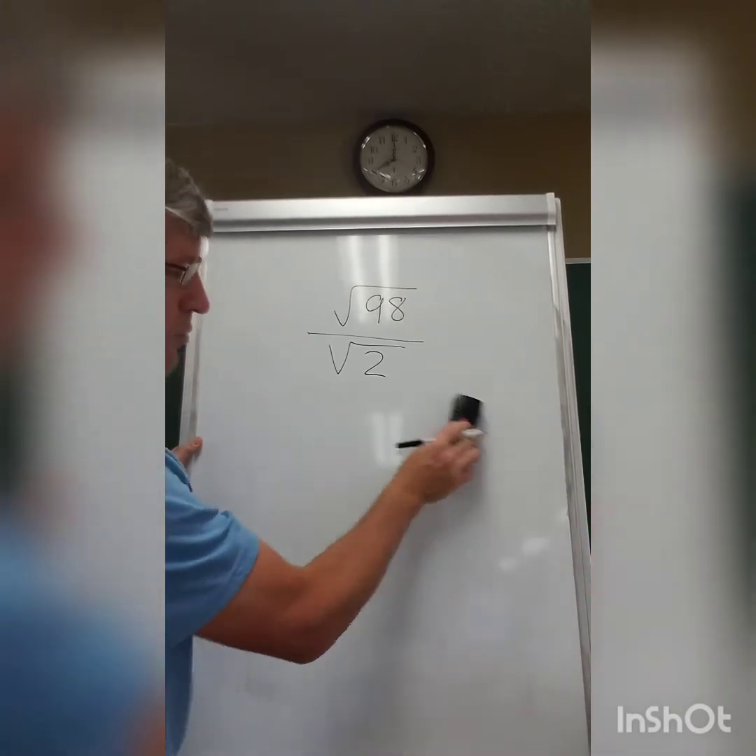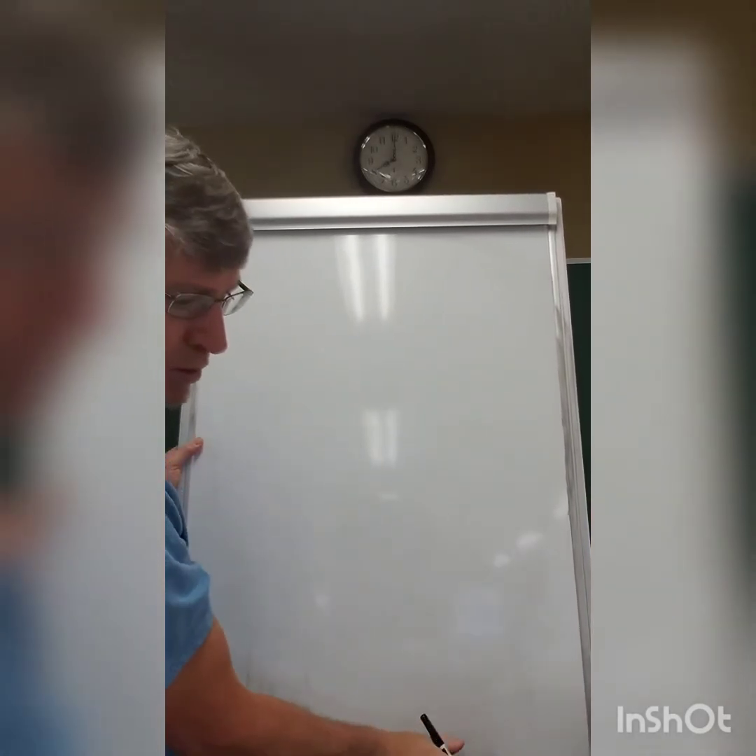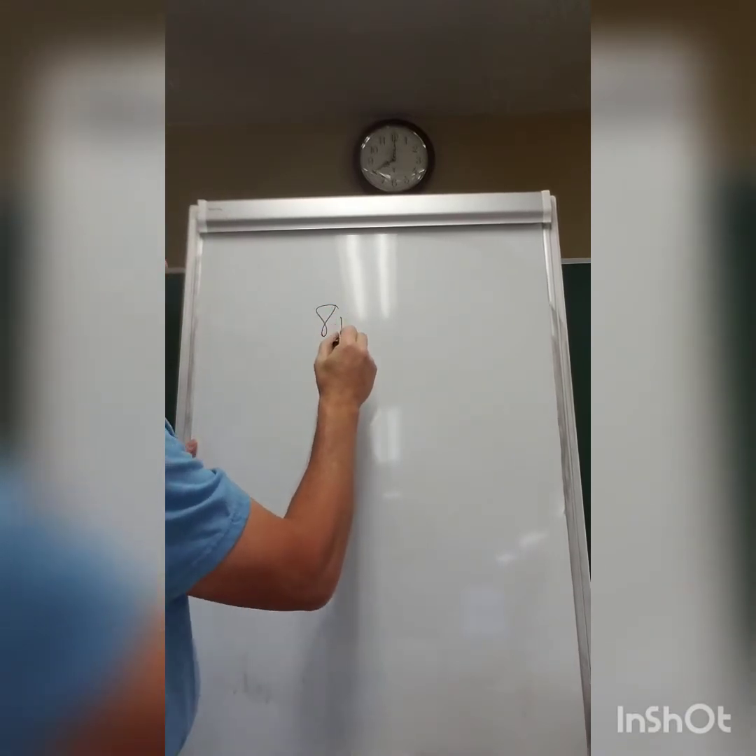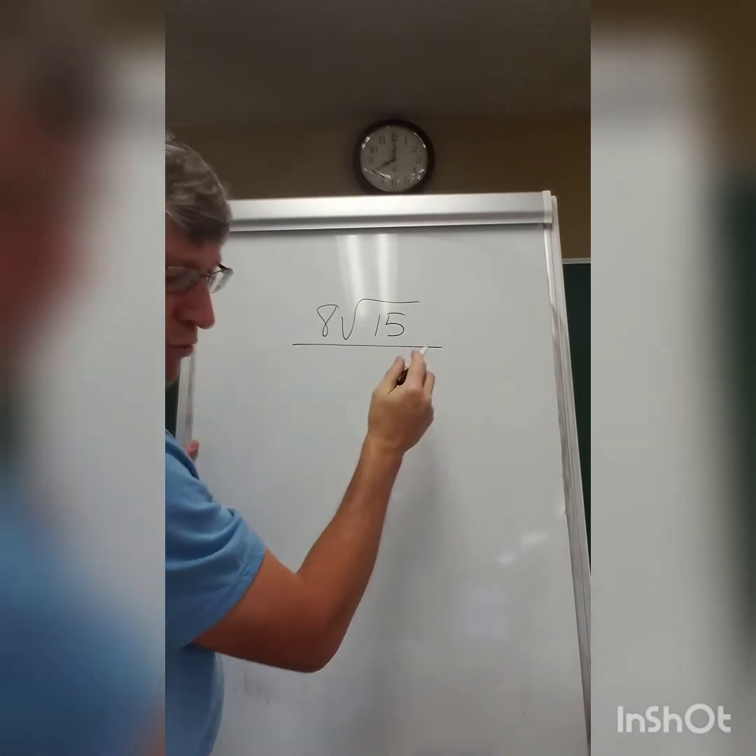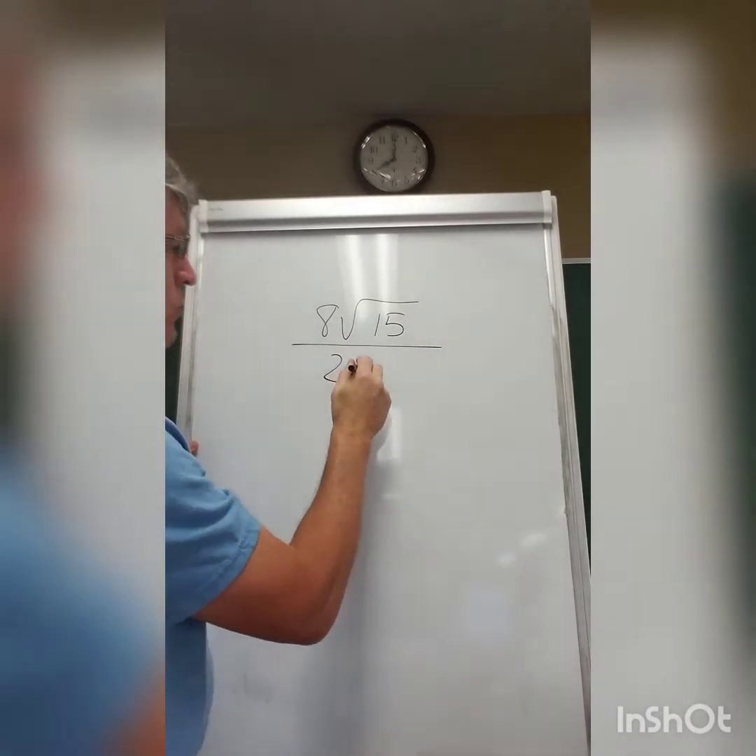Okay? Example number 4 then gives you another problem. So you have 8 square root of 15 on your top numerator. For the denominator you have 2 square root of 3.